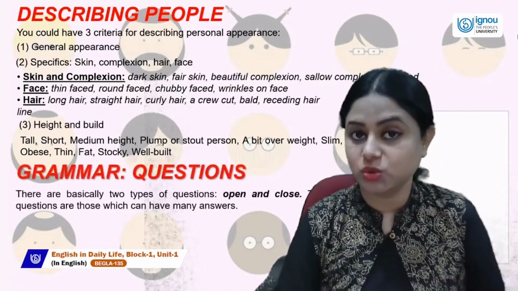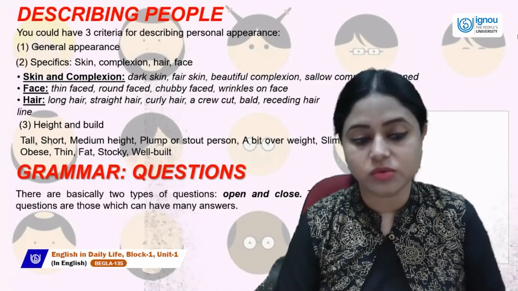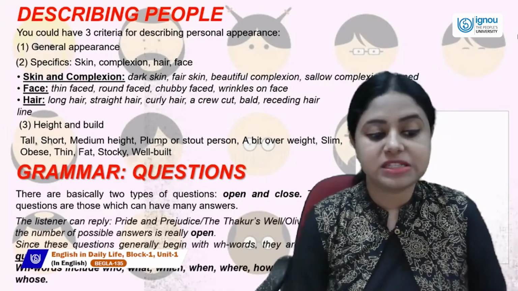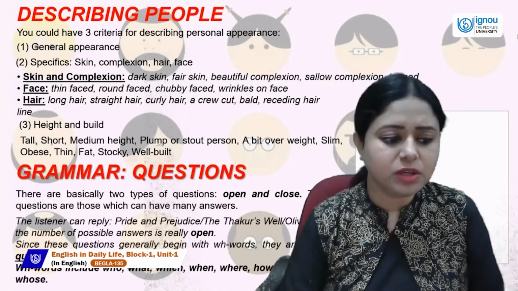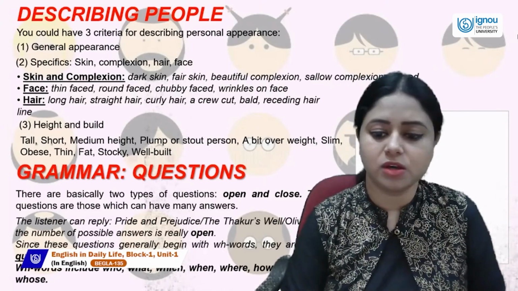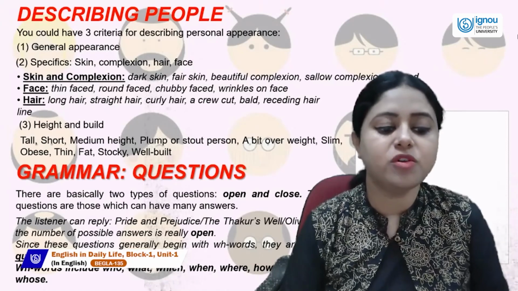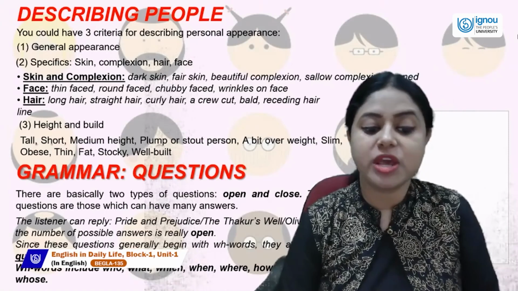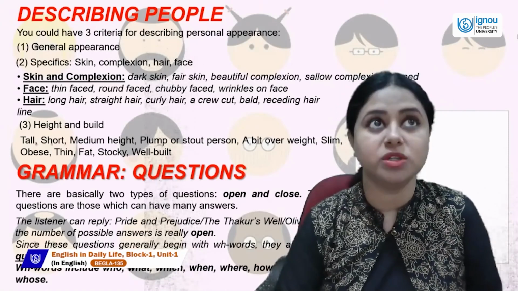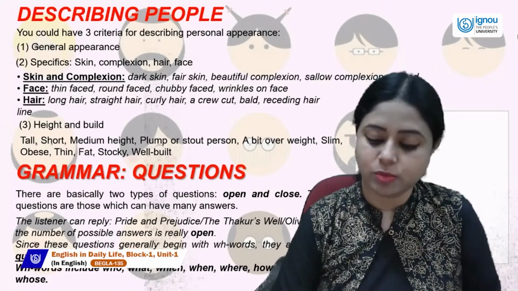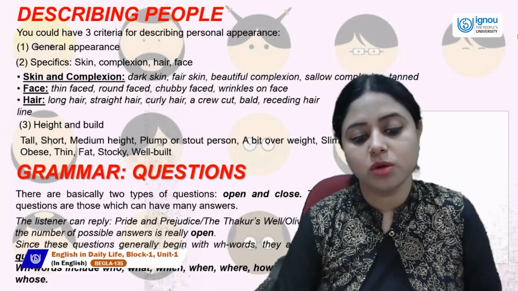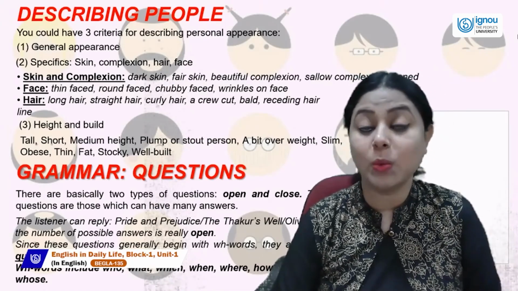There are basically two types of questions, open and closed. The open questions are those which can have many answers. The listener can reply, okay, Pride and Prejudice, Oliver Twist. That is, the number of possible answers is really open. Since these questions generally begin with WH words, they are called WH questions. WH words include who, what, which, when, where, how, why, whom, and whose.